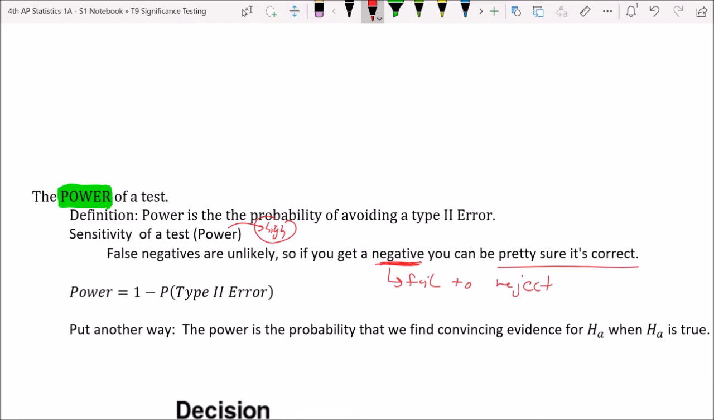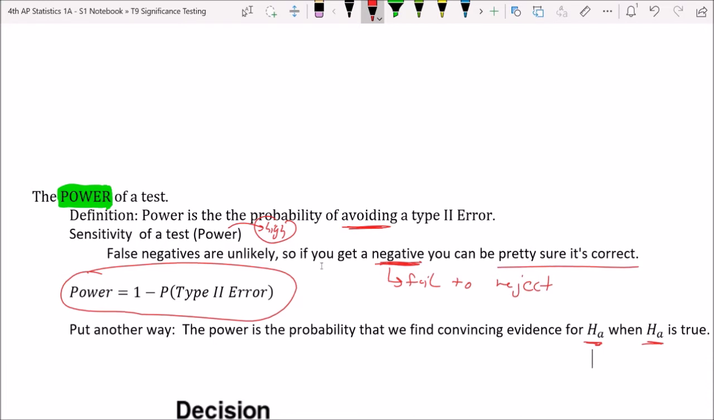Okay, we can also put it in an equation form. It is 1 minus the probability of a type 2 error. That's what we mean by the probability of avoiding a type 2 error, the probability of not having a type 2 error. It's that complementary probability. Okay, and another way yet of understanding it is that it's the probability that we find convincing evidence for the alternative when the alternative is true. So it's like the probability that we correctly rejected the null.